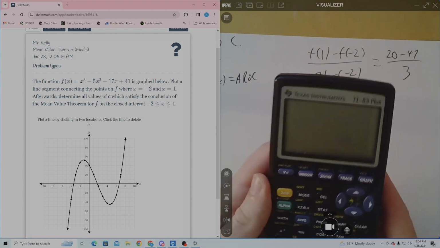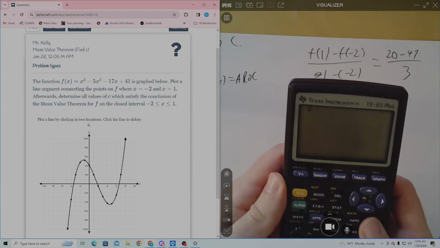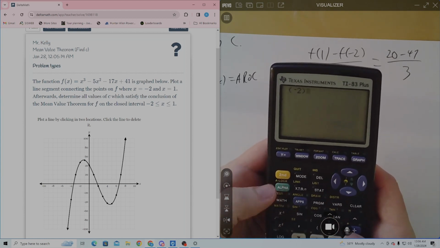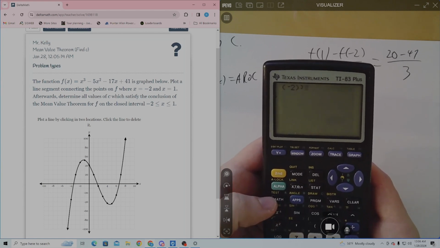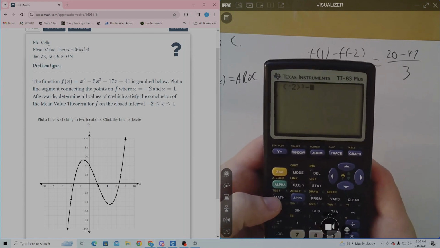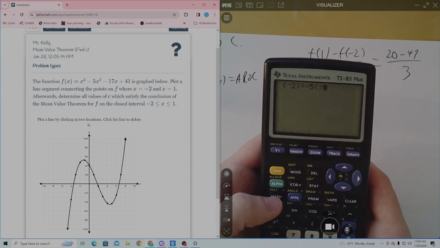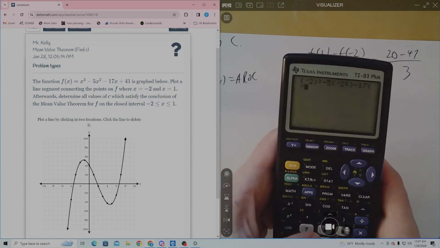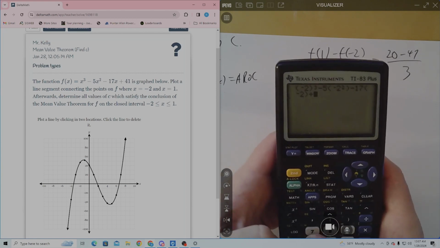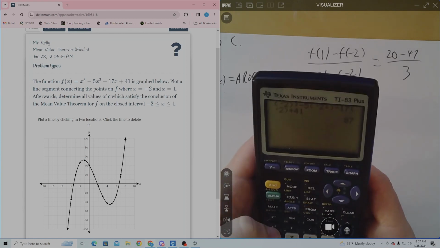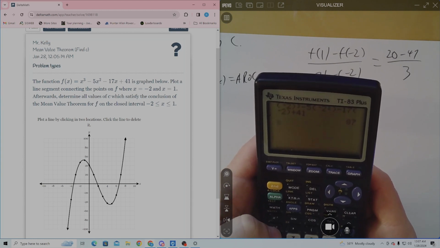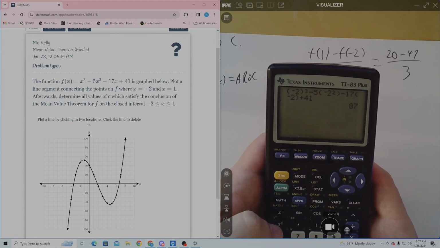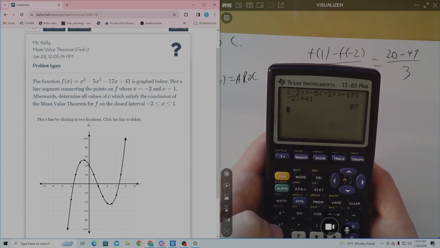So again, just do this in the calculator, if you're not feeling it, so you can just kind of plug it back in. -2 to the third minus 5 -2 squared minus 17 -2 plus 41 apparently is 87. Okay, so good thing I checked that.